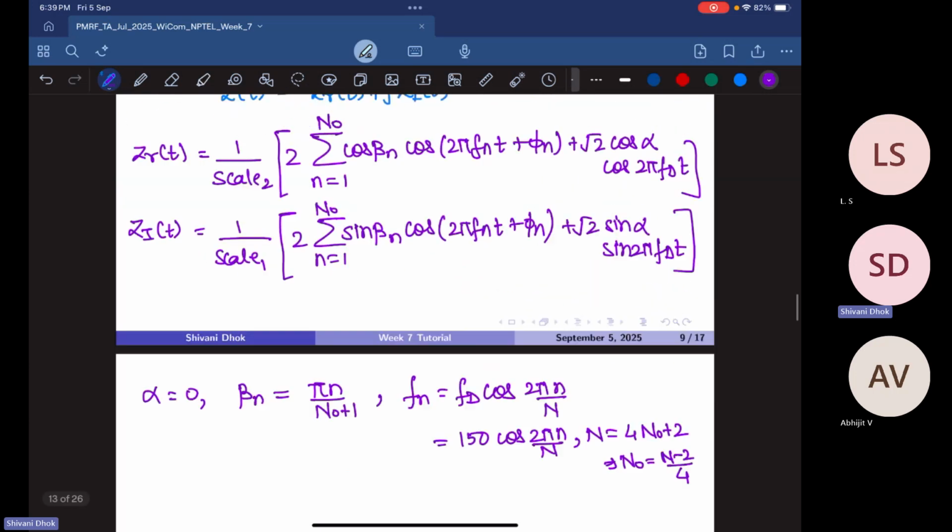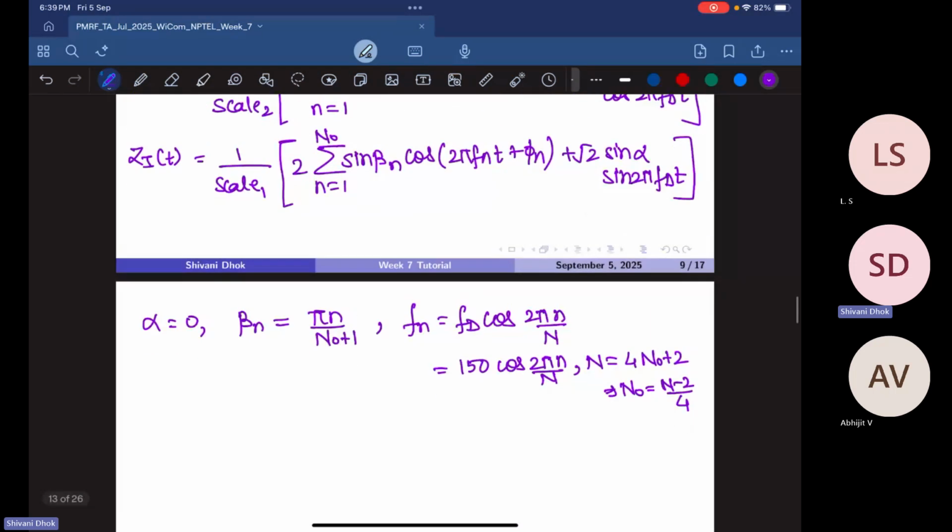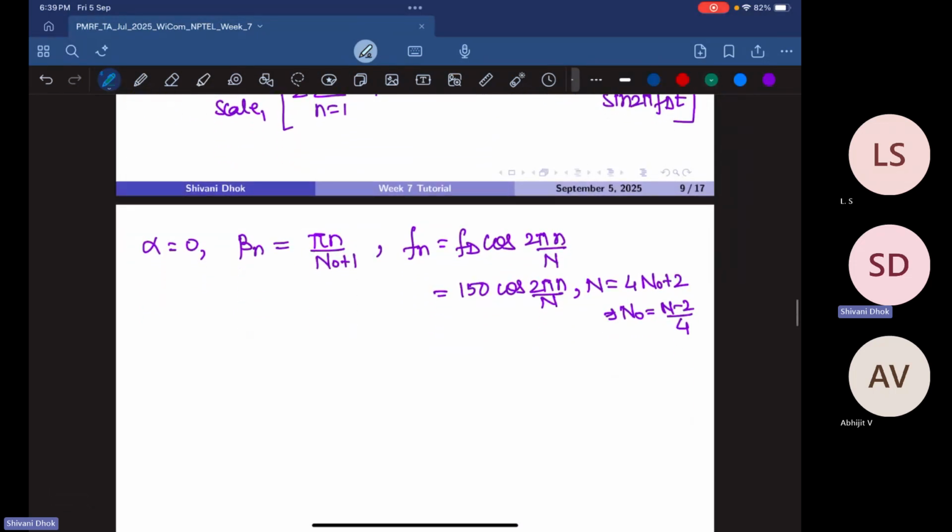So now if I substitute everything back in these equations, one more thing: in this setting we had seen that the scale factor 2 came out to be equal to under root of 2 times N naught, and the scaling factor 1 came out to be equal to under root 2 times N naught plus 1.